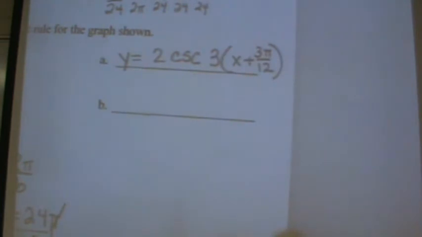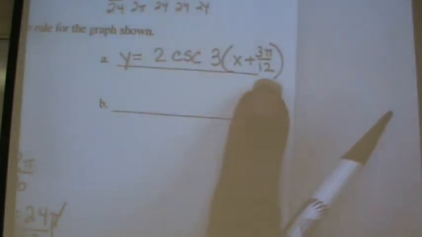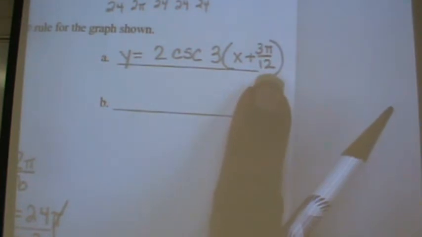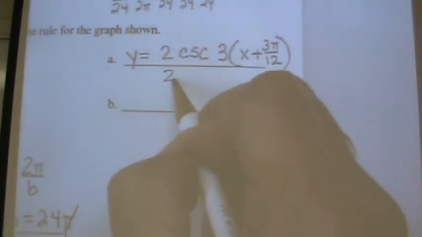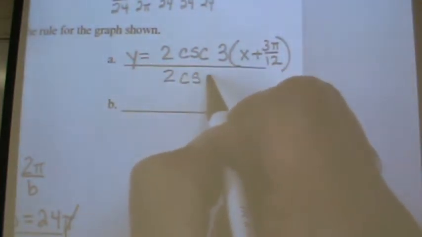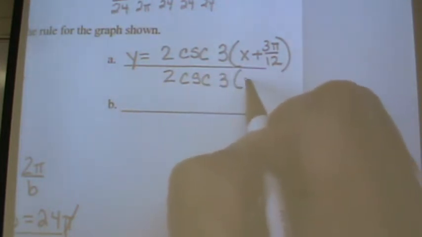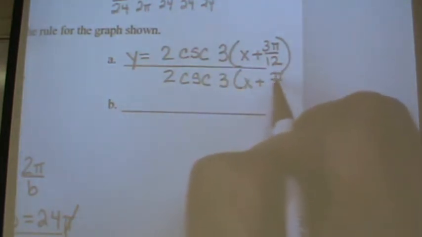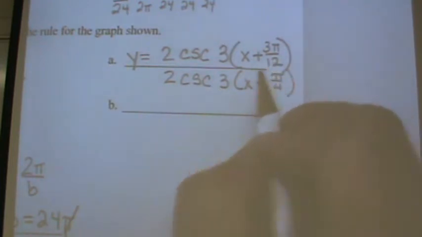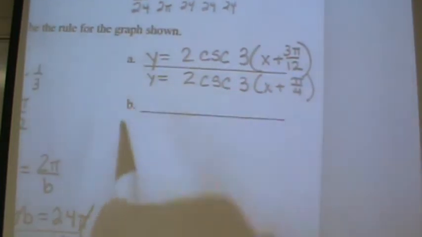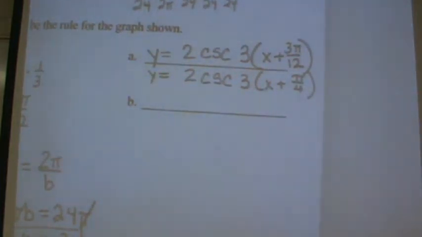That's that answer. Now, if you reduce that, that's cool, that's fine. You can write pi over 4. So this answer is also good: 2 cosecant of 3x plus pi over 4. Those are the same answer for A. Those are both good A answers.